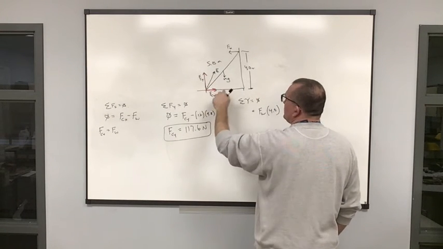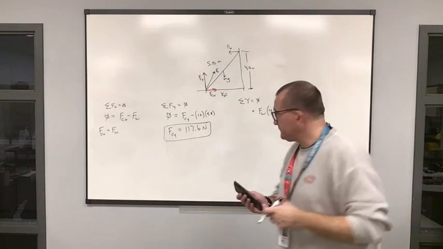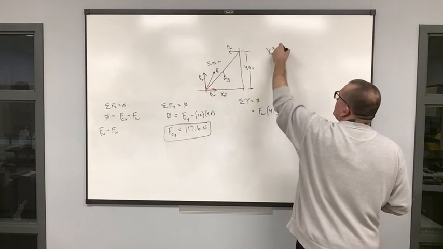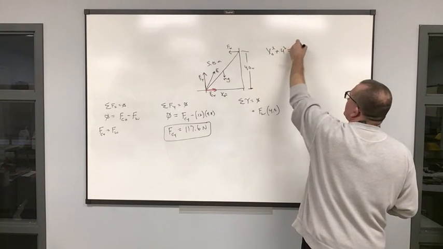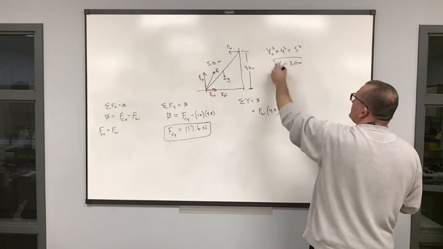This distance that it is away. Because this is 4, this is 5, I can use the Pythagorean Theorem. So my Pythagorean Theorem to find x: x squared plus 4 squared equals 5 squared. So that's a 3, 4, 5 triangle. 3 meters.